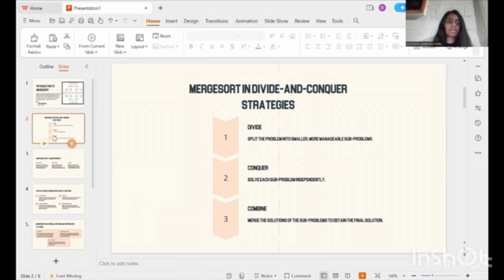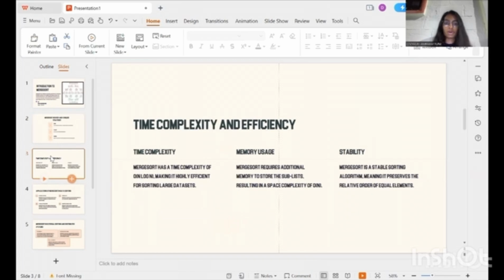Now, coming into the time and space complexity of merge sort. Merge sort has a time complexity of big O of n log n, which is suitable for large data sets, which is more efficient. Now coming into the space complexity, merge sort takes an extra space of big O of 1, that is constant. So the total space complexity of merge sort is big O of n. For stability, it is a stable sorting algorithm, preserving the relative order of equal elements.